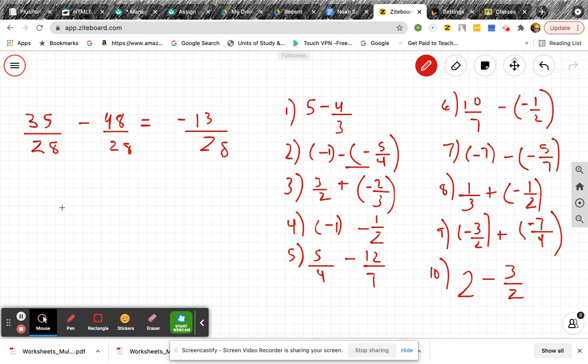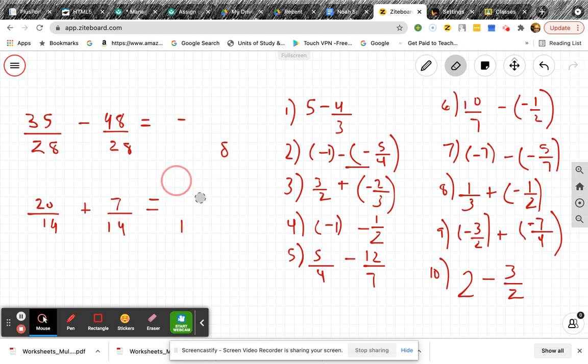Number 6, we could change that to 14ths. So that would be 20 over 14 minus a negative. So that means it becomes plus 7 over 14. So that would be 27 over 14. And you can leave it like that as an improper fraction. That's fine. That was number 6.